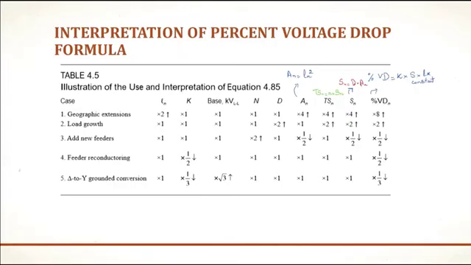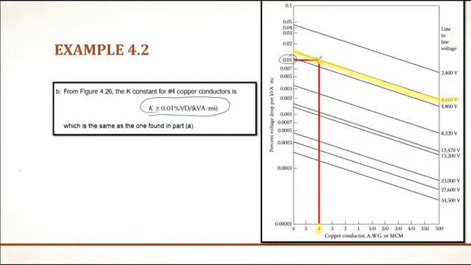Now let's consider the fourth case, that is feeder reconductoring. Feeder reconductoring means that we are increasing the size of the conductor. So now let's see what will be the impact on different parameters. For that I'm going to use the curve which we have discussed earlier. So you can see this is the curve which we have seen earlier.